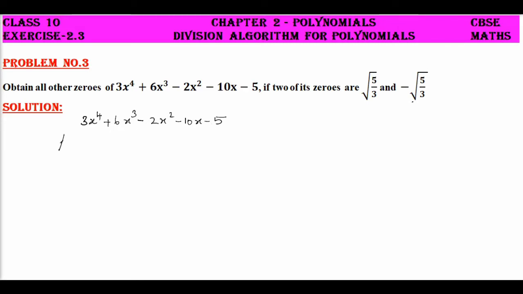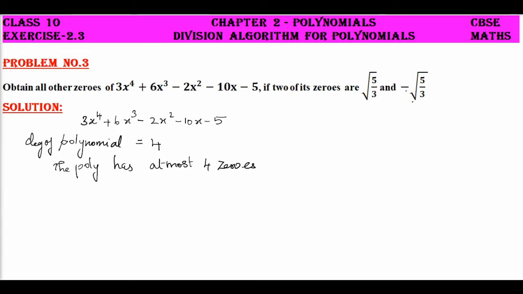And could you see what is the degree of this polynomial? Yes, the degree is 4. Right. Now the degree of the polynomial is 4, so it's supposed to have 4 zeros, isn't it? We have seen that any polynomial of degree n has at most n zeros. So here the polynomial can have at most 4 zeros. Right? You are given 2 zeros.